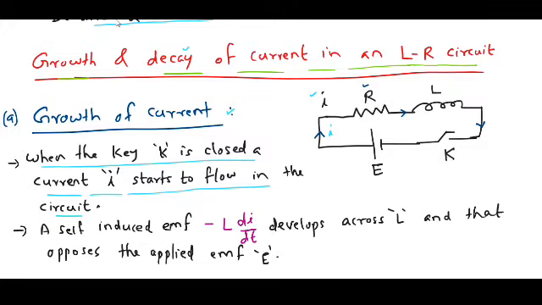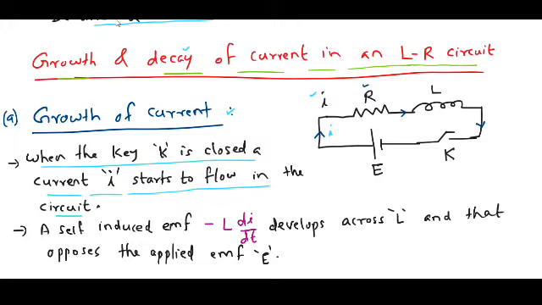While for the decay of the current, what we will do is, after a steady current is flowing through the circuit, we just open the key or break the circuit. At that time also, the current from the maximum starts to decrease and reaches zero. That is the decaying of the current, which we will discuss later. Here we are talking about the growth of the current.